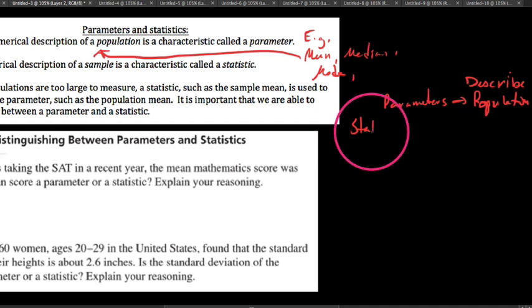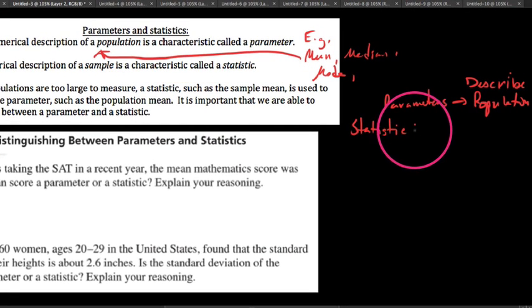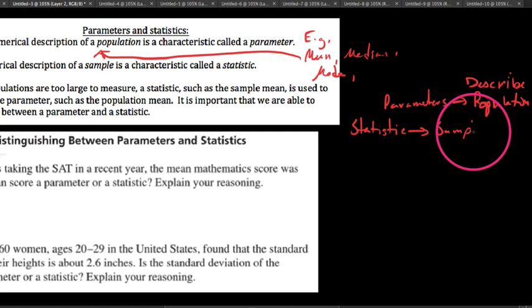Now, when it comes to a statistic, it's a little bit different. A statistic is a numerical description of a sample, a characteristic called a statistic. The interesting thing is that mean, median, and mode are all statistics also, but only when they're describing a subset of, say, people or objects from the entire population. So I'll draw a little arrow here: statistic goes with a sample. I always associate these together. If you want to associate any letters, parameters describe a population, statistics describe a sample.